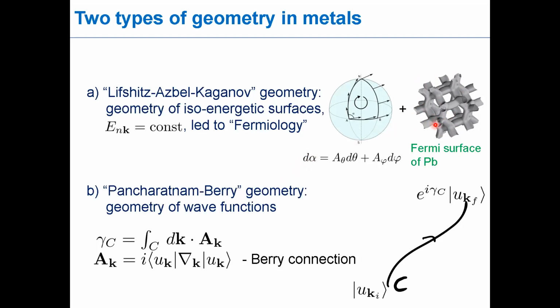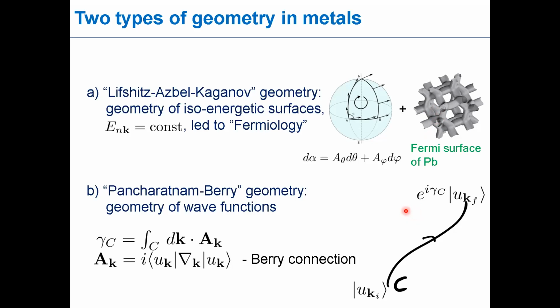And one can basically study the geometry of this surface by means of some magneto-oscillation phenomena or something like that. And basically, this is the basis of fermiology. Okay, so this is what's been happening since the mid 20th century in solid state physics.